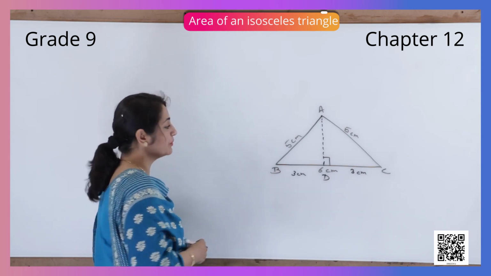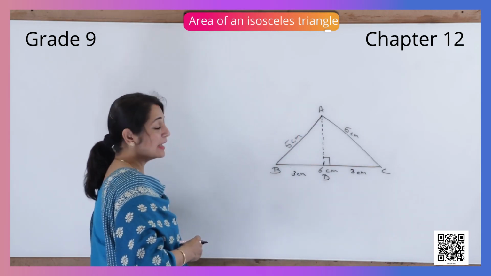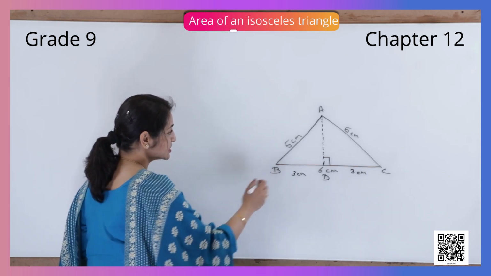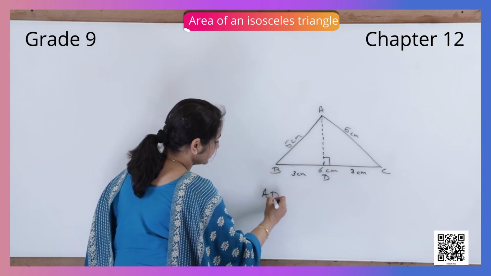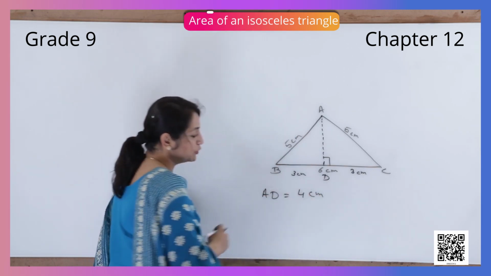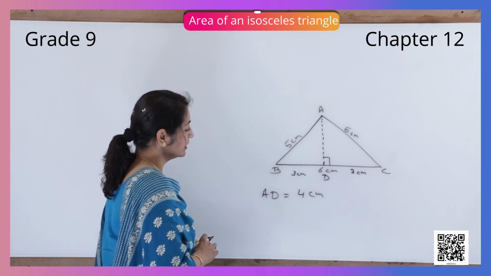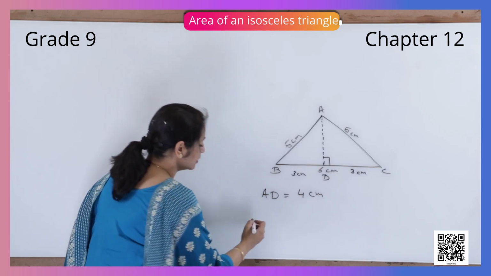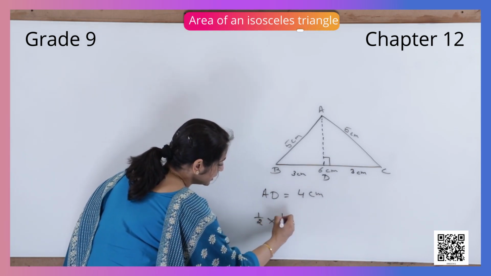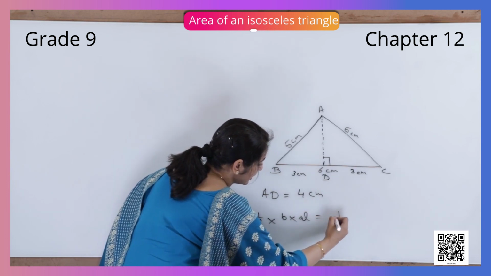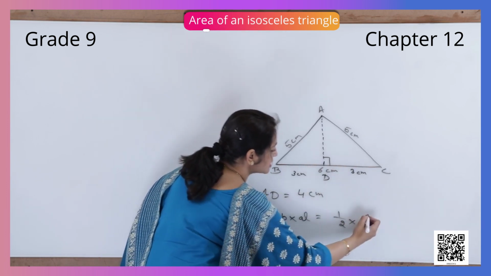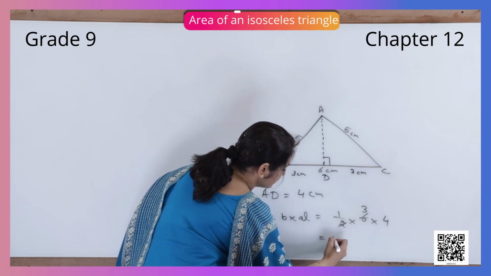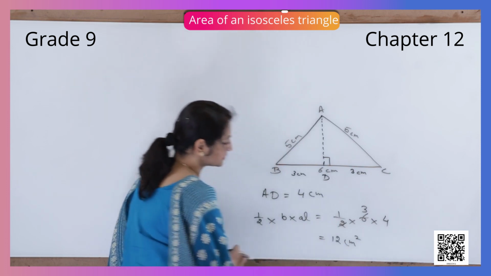Using the Pythagoras theorem, we can find the length of AD. And if we look carefully, we will see that it is also a Pythagorean triplet. So here the length of AD will be 4 centimeters. You can cross-check it by actual calculation. Now, when we know the altitude, we can easily find the area of the triangle by using the formula half into base into altitude. That is, half into base, here 6, and altitude 4. So the answer will be 12 centimeter squares.